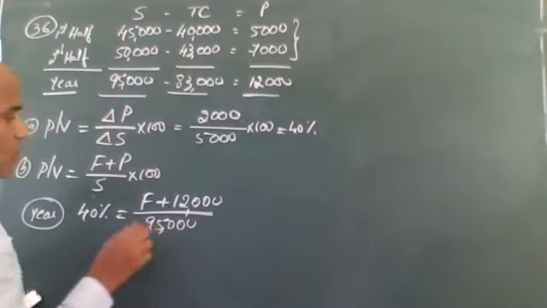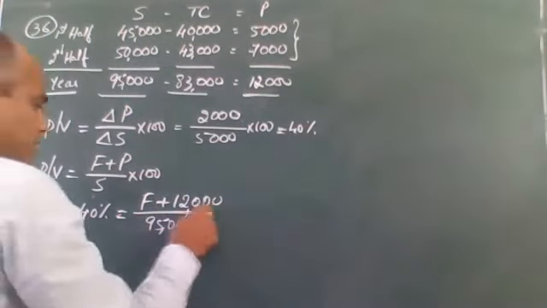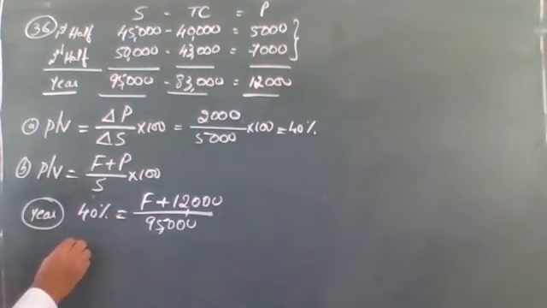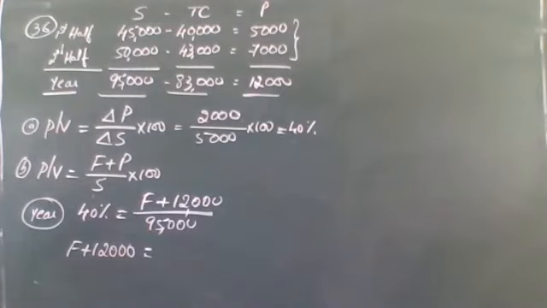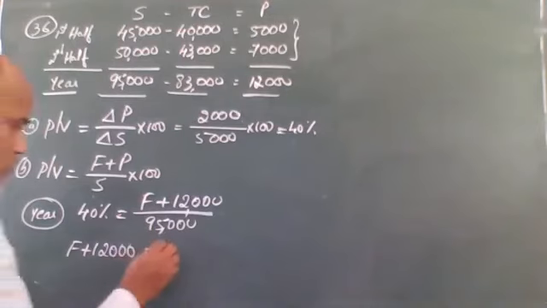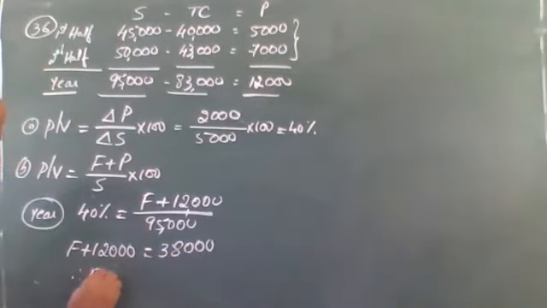Why, sir? Why are you not applying for the first half or second half? He's asking me to find out for the year. So, into 100, I did not write. Cross multiplication: F plus 12,000 is equal to 40% of 95,000. So it is 95,000 into 40% gives me 38,000. Therefore, fixed cost is equal to 38,000 minus 12,000. This comes to around 26,000.